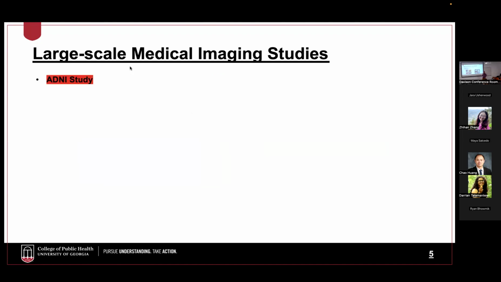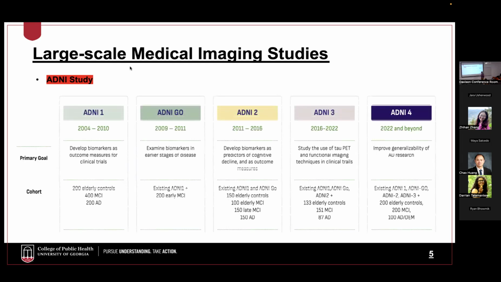Here I want to spend some time introducing some of the projects or data sets we are very familiar with, or have worked on in recent years. The first one is the ADNI study. ADNI was launched in 2004, and it has already run for over 20 years.